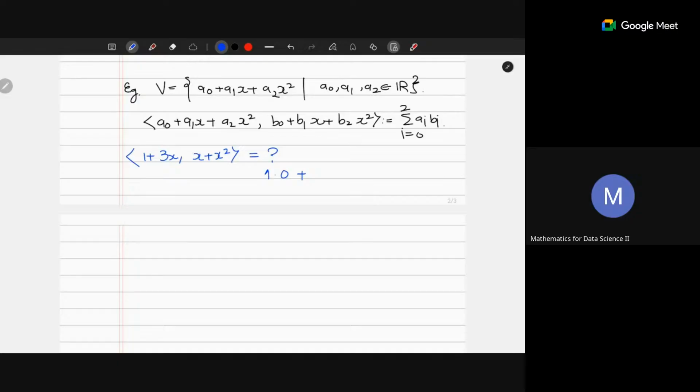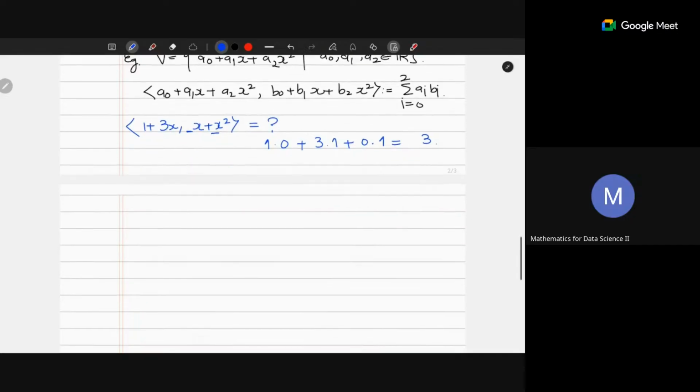What is a1? A1 is 3. A2 is b2, b1 is 1. Similarly, a3 is a2 is 0 and b2 is 1. So it's a simple computation. It is 3, right? So let me give you another exercise.